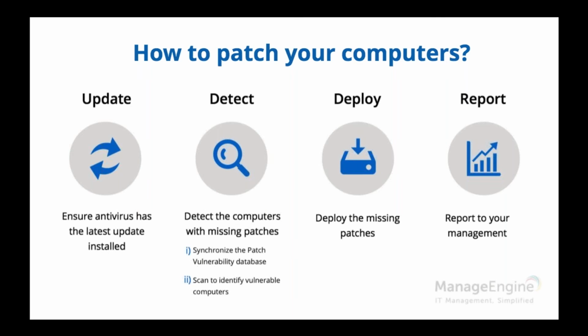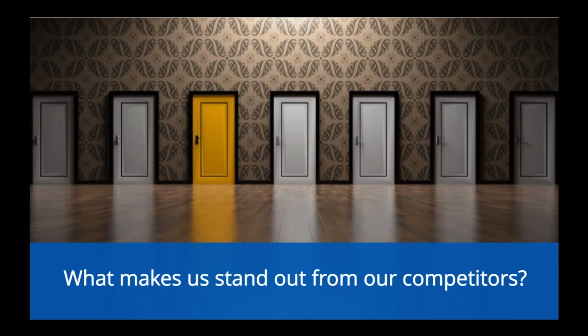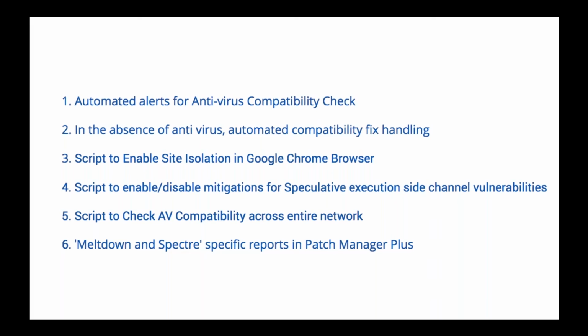So let me just give you a quick summary. You will update your antivirus to the latest definition update available. You can detect the computers that are missing the Spectre and Meltdown patches. You can deploy them right away and even generate a report as soon as the deployment is completed. I mean, how simple, right? From detection to deployment and then reporting. All of this is automated with our patching solution. And I had taken Desktop Central as an example.